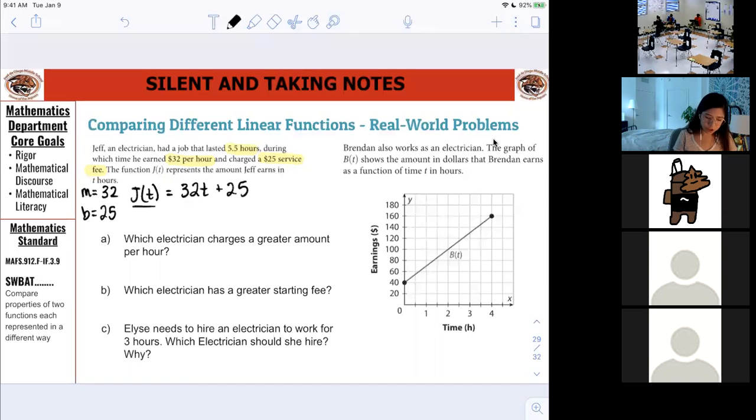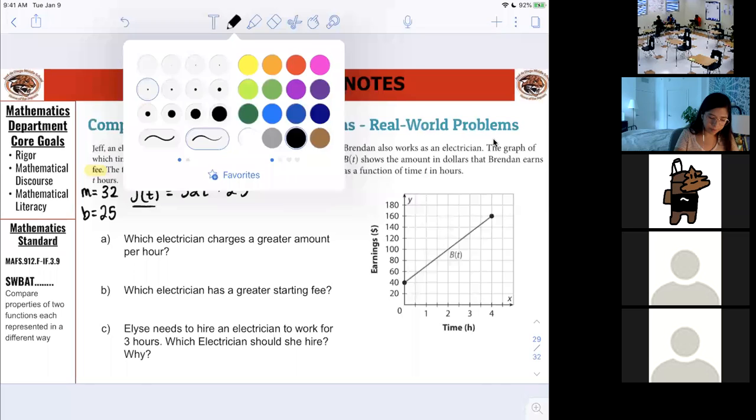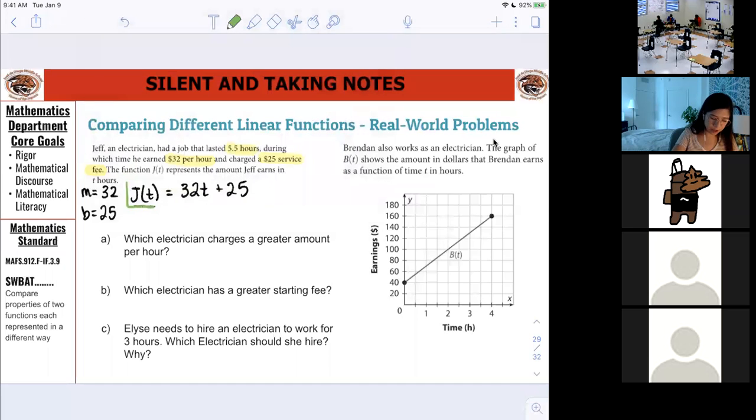Okay, so that's Jeff. And then we have Brendan. Brendan also works as an electrician. The graph B of t shows the amount in dollars that Brendan earns as a function of time in t hours. So for Brendan, we have a graph. For Jeff, we had this nice equation that we wrote. And for Brendan, we have a graph.